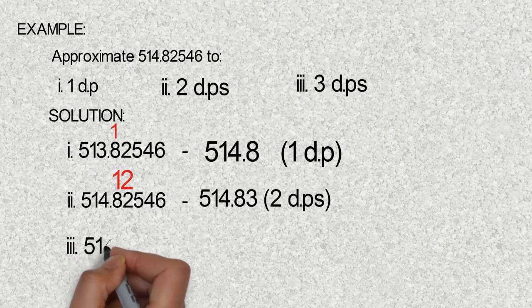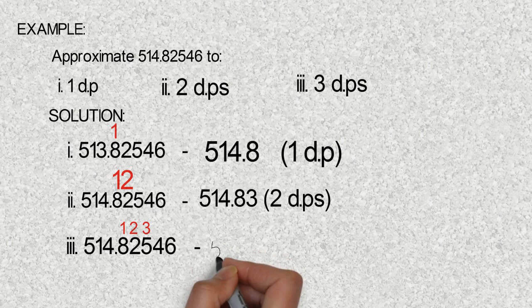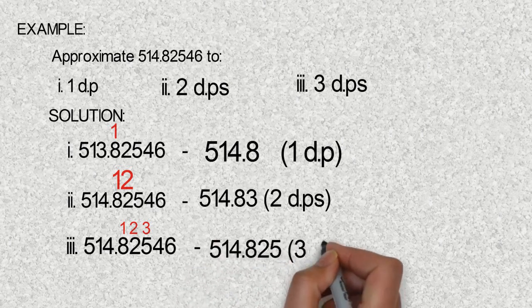The third one says we should do to 3 decimal places. So how do we do this? Let's count our decimal place from the decimal point. I have 1, 2, 3. So the third decimal place is 5. Can you see that? And our next value to it is 4. So we round 4 down, which will give 0, and our answer will be 514.825 to 3 decimal places.